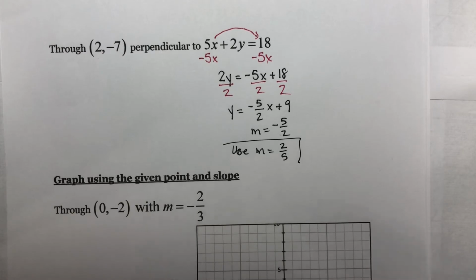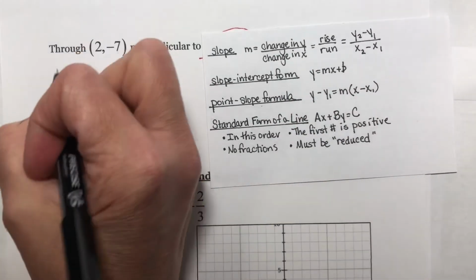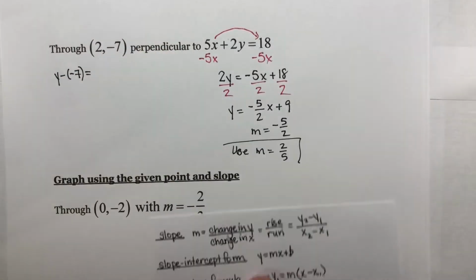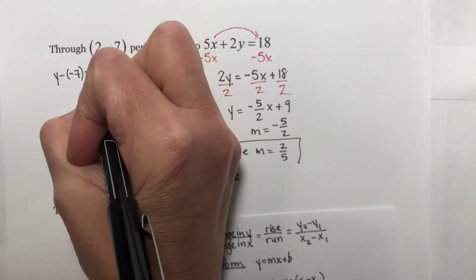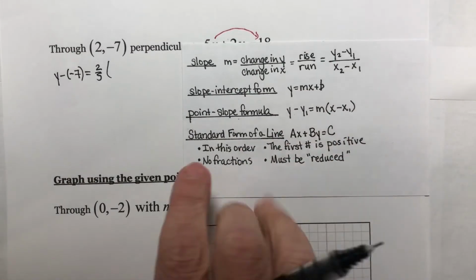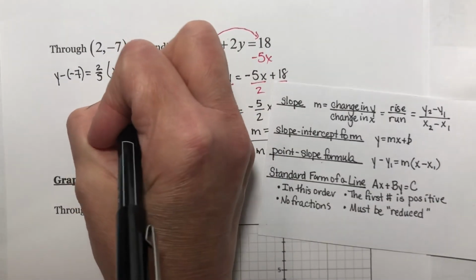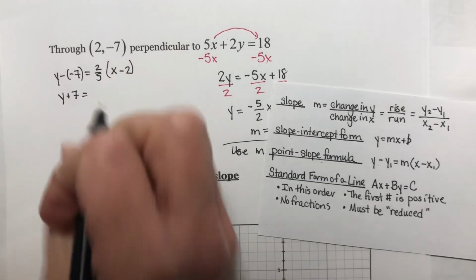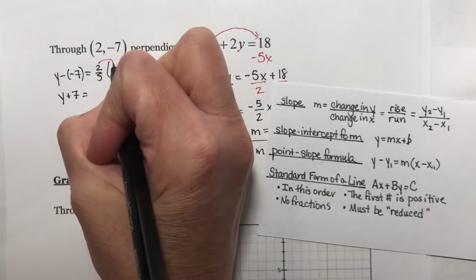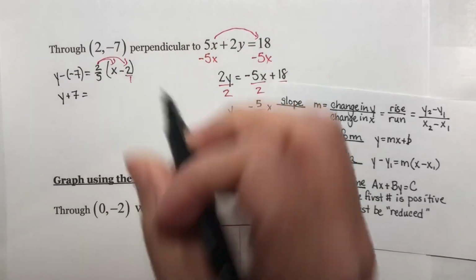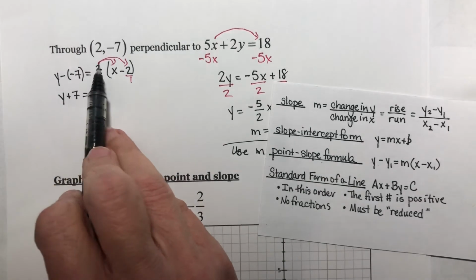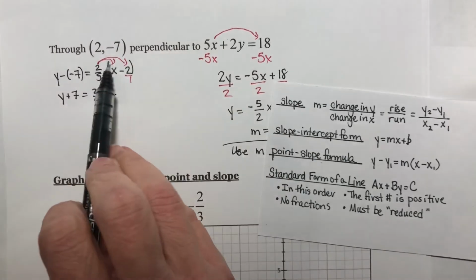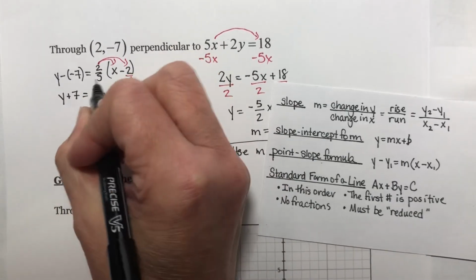Now let's use the same formula we did before. y minus y1, y minus negative 7, equals our slope, 2/5, times x minus x1, which is x minus 2. This minus a negative 7 is y plus 7. Let's distribute the 2/5. That's 2/1. We can multiply straight across. 2/5 times x, I can't forget that part, minus, now multiply straight across. 2 times 2 is 4, 5 times 1 is 5.